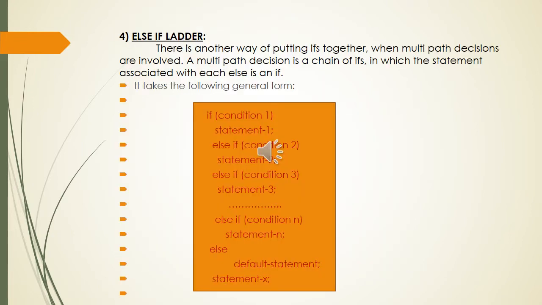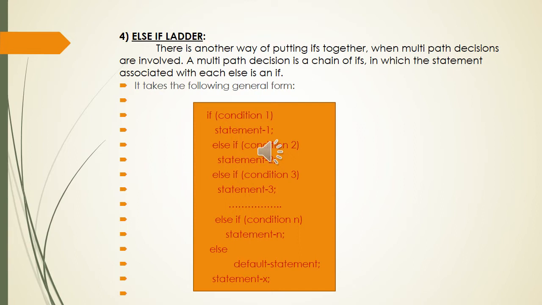Next is the else if ladder. There is another way of putting ifs together. When multi-part decisions are involved, a multi-part decision is a chain of ifs in which the statement associated with each else is an if. It takes the following general form.